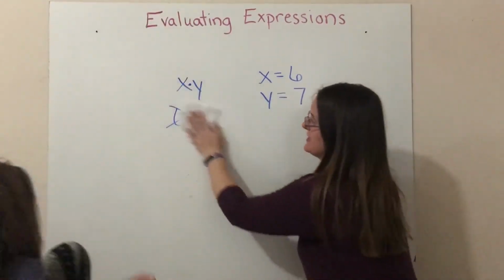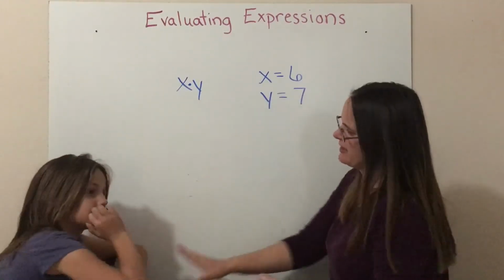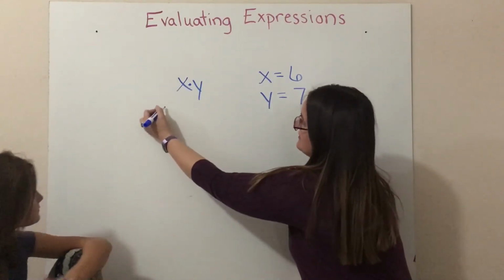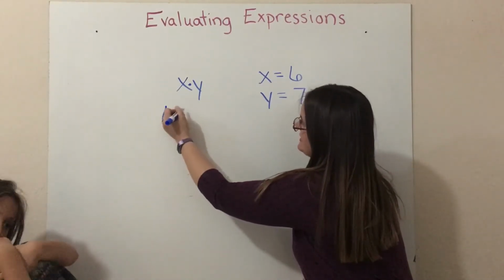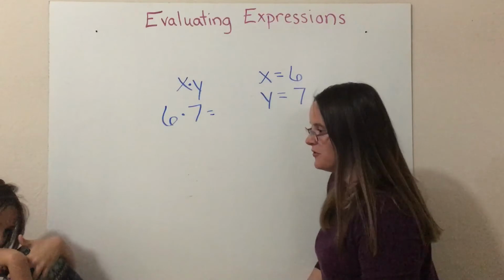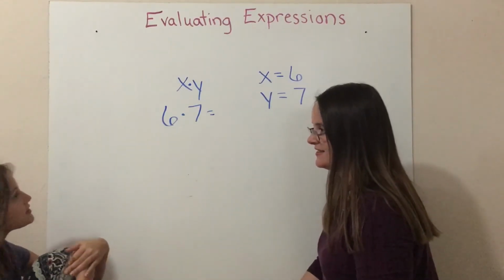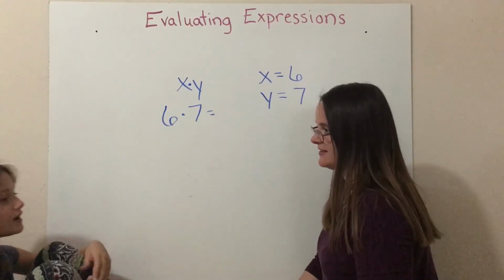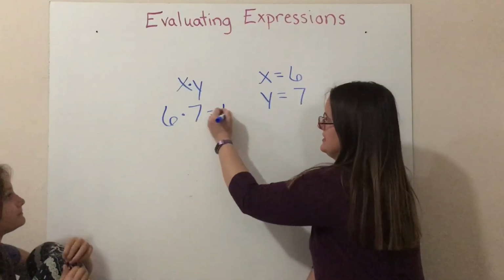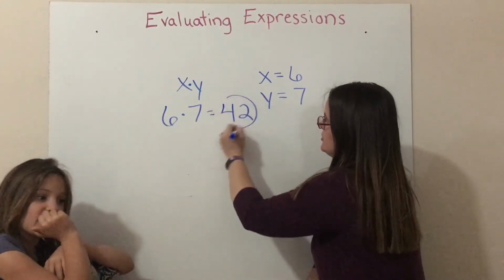When I have a variable next to a variable, remember there's this invisible multiplication sign there. So instead of 67, we have 6 times 7, which equals what, Nyla? 6 times 7 is 42.